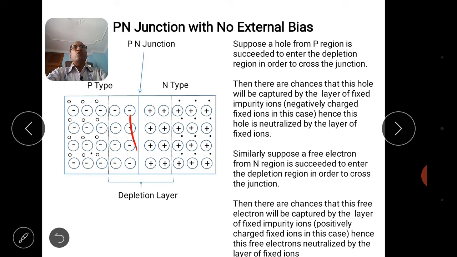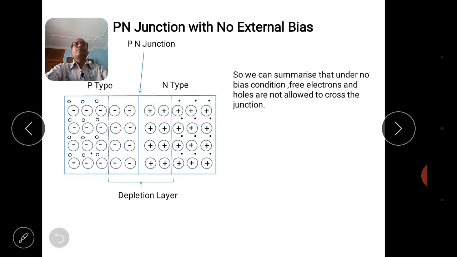Similarly, suppose a free electron from the n region succeeds in entering the depletion region in order to cross the junction. Then there are chances that this free electron will be captured by the layer of fixed impurity ions, positively charged fixed ions in this case. Hence this free electron is neutralized by the layer of fixed ions. So we can summarize that under no bias condition, free electrons and holes are not allowed to cross the junction.